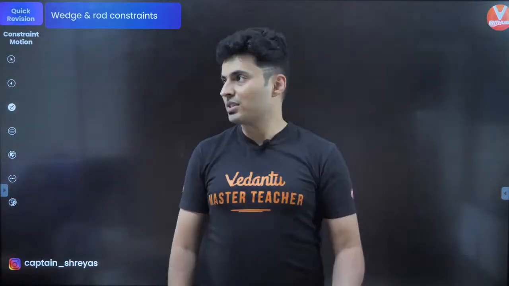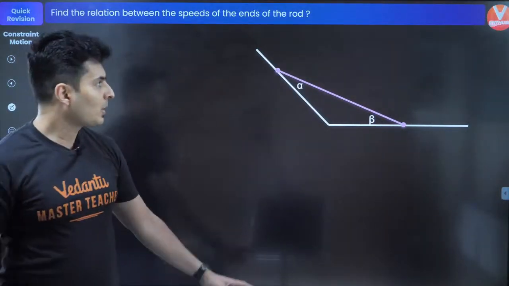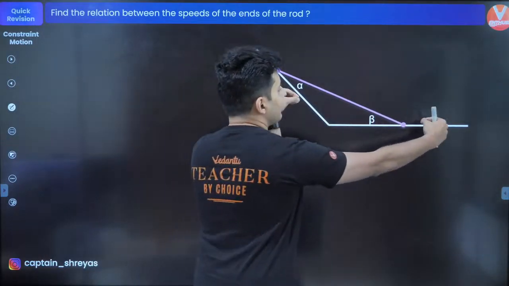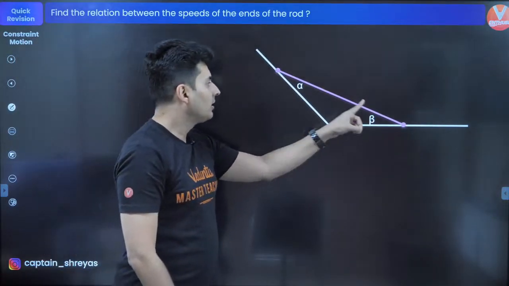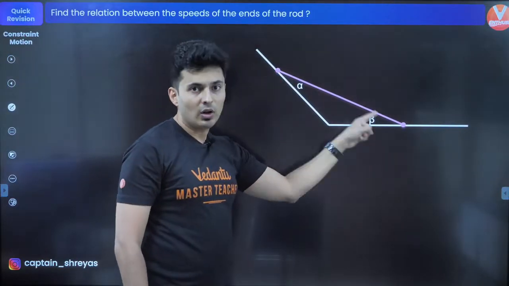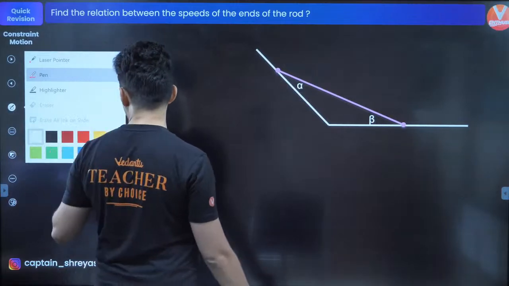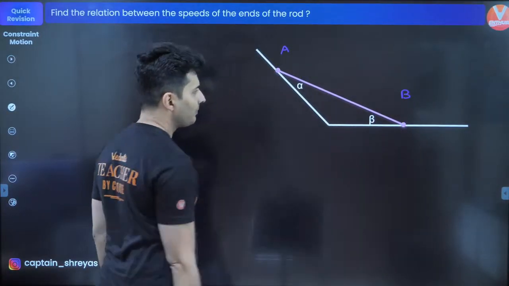Okay, let's do some questions based on this. What a question. We have a rod. There are two inclined surfaces. The rod is going to slide like that. The question is, find the relation between the velocities at these two points. Let's try to figure this out. Let's call this point A. Let's call this point B.